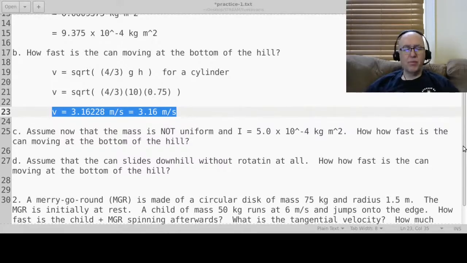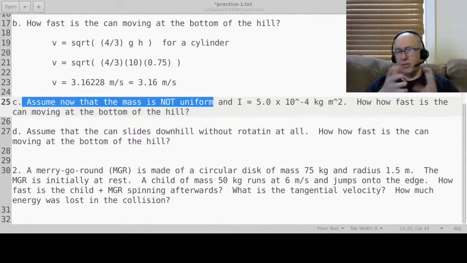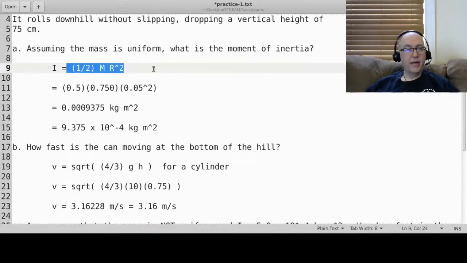Now the next problem, part C, you can't use one of the pre-derived values like v equals the square root of 4/3 GH. The reason is that we're going to assume that the mass is not uniform. If the mass is not uniform inside of that can, like maybe you have chicken noodle soup or something like that, and the middle of it is more liquidy than the outsides, there are lots of reasons why the mass may not be uniform, and in that case, this formula right here for the moment of inertia may not apply.